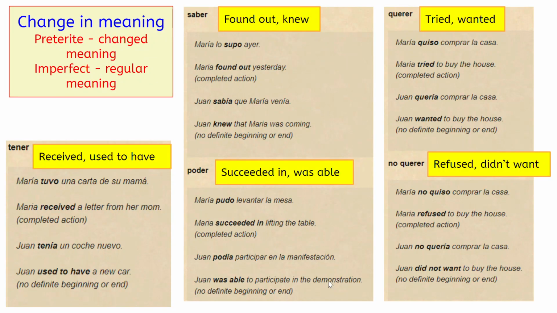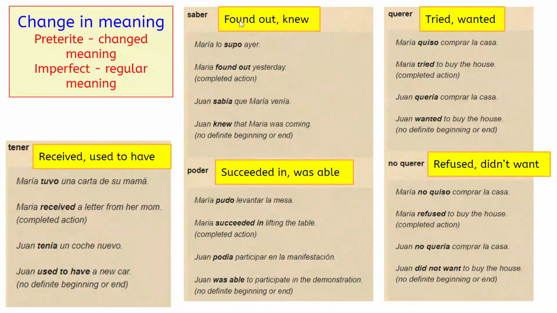Now we have some verbs that, depending if we use them in the preterite or the imperfect, they will change meaning. This is definitely a focus in the lesson. Tener. Okay? Tener means to have. Can also mean to receive. María tuvo una carta de su mamá. María received a letter from her mom. Okay? So when I use it in the preterite, the meaning changed. Okay? In the imperfect, it will retain the original meaning, to have. Juan tenía un coche. Juan used to have a car.